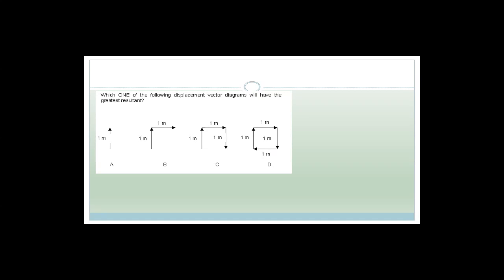Okay, so do you agree that this has a resultant of exactly 1 meter? Resultant, remember, is basically saying how far we are. It's the sum of all the vectors. Okay, now this is pushing it a little bit because we haven't quite learned about adding vectors yet in these lessons, but I want you to just use the logic.